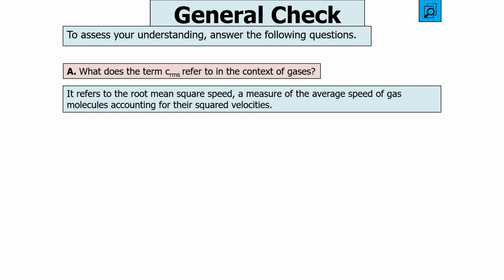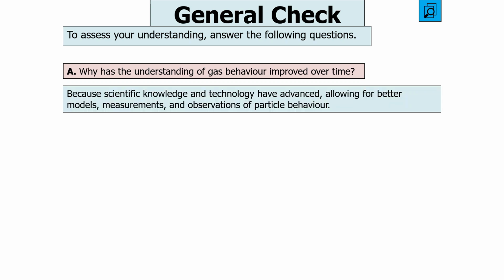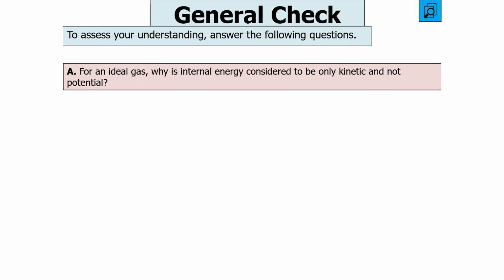Why has the understanding of gas behaviour improved over time? Because scientific knowledge and technology has advanced, allowing for better models, better measurements and better observations of particle behaviour. For an ideal gas, why is internal energy considered to be only kinetic and not potential?